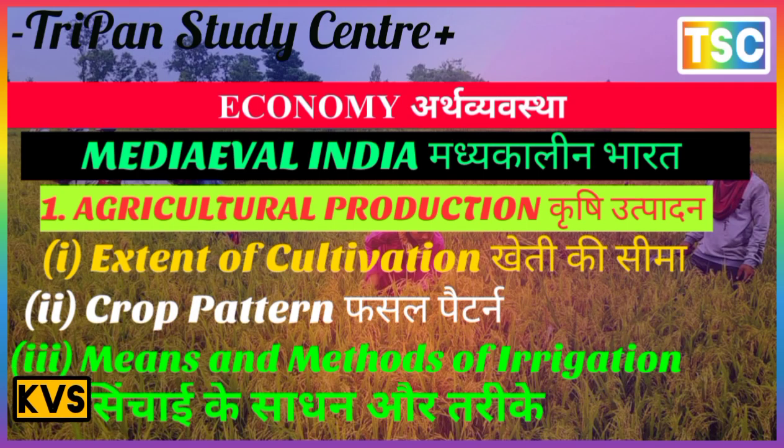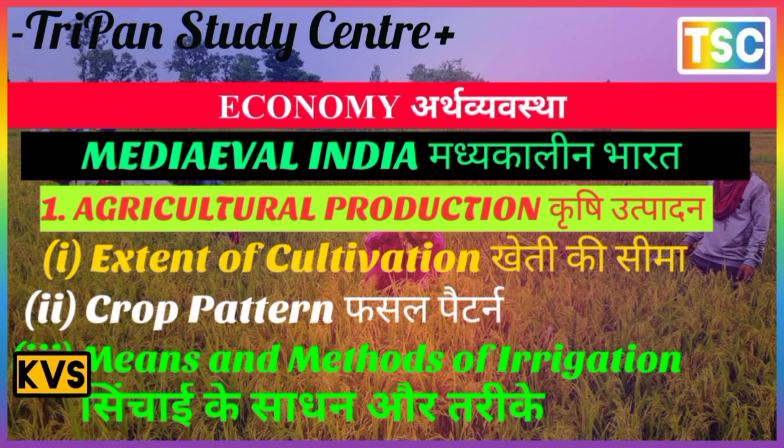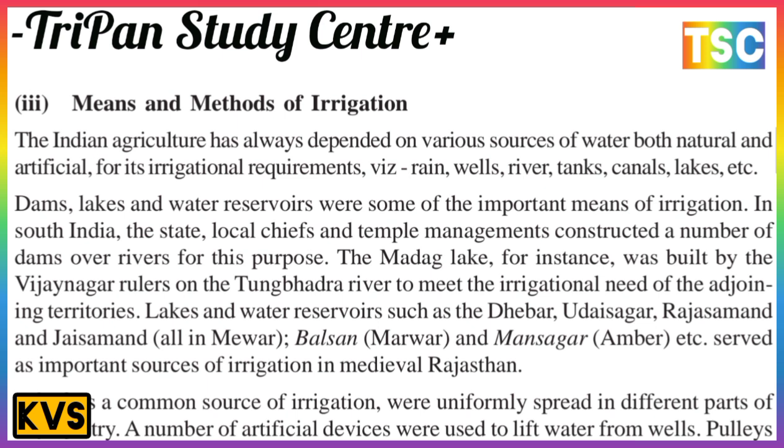The next important topic is the means and methods of irrigation. Indian agriculture has always depended on various sources of water, both natural and artificial, for its irrigational requirement: rain, well, river, tank, canal, lake, etc. Dams, lakes, and water reserves were some of the important means of irrigation.